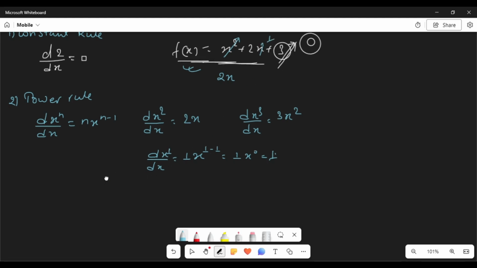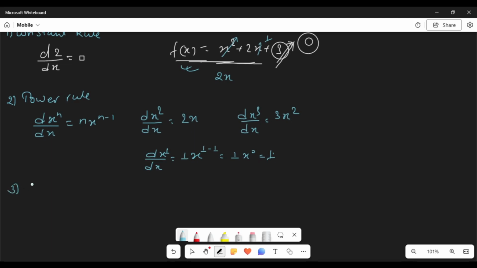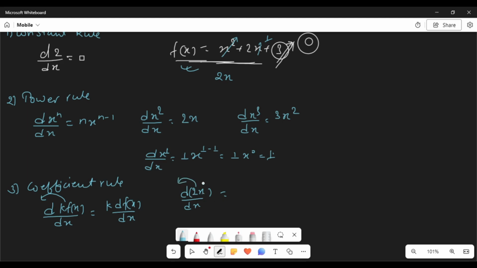The next one is the constant multiple rule. Let's say you have a function multiplied by some coefficient, differentiated by dx. You can take this coefficient out because it is independent of x. So it will be this. For example, the derivative of 2x with respect to x: x is multiplied by 2, so you can take 2 out. It will be 2 dx by dx. The dx by dx is what? 1. So it will be 2. This is the rule.